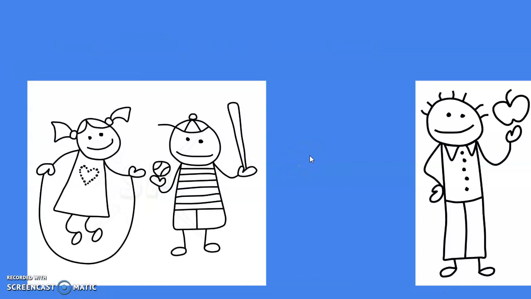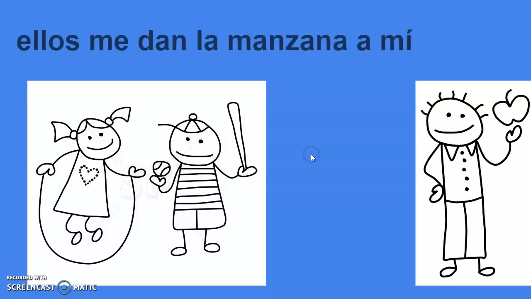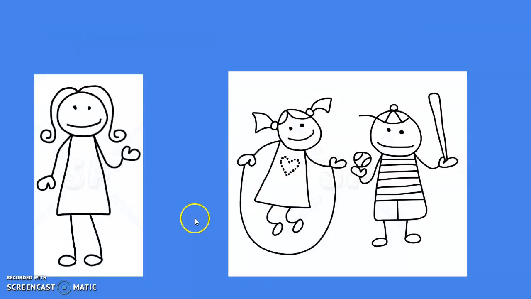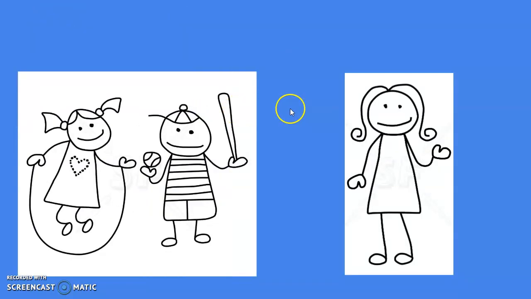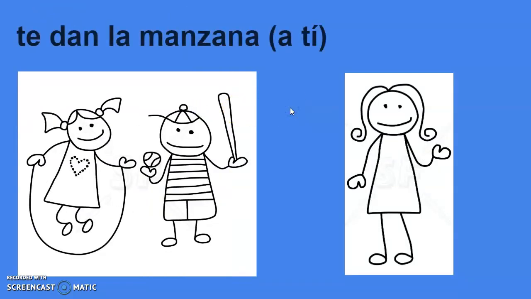I think this is they give me an apple, or it could be y'all. We'll see which one. Yeah, they. Ustedes me dan la manzana a mí. Give that one a try. Les das la manzana a ellos. You give them the apple. They give you the apple. Te dan la manzana a ti.